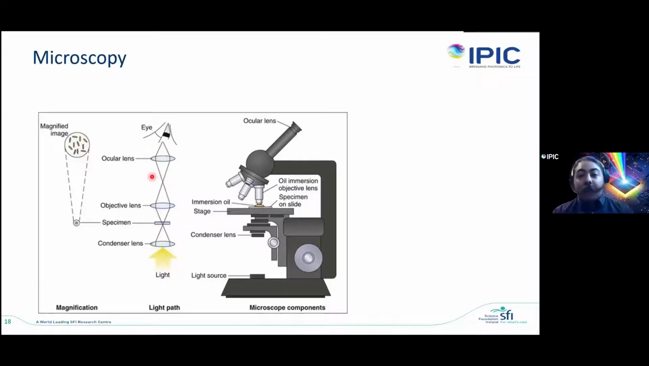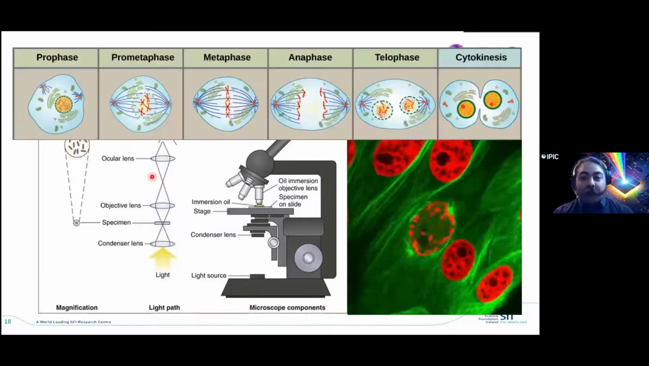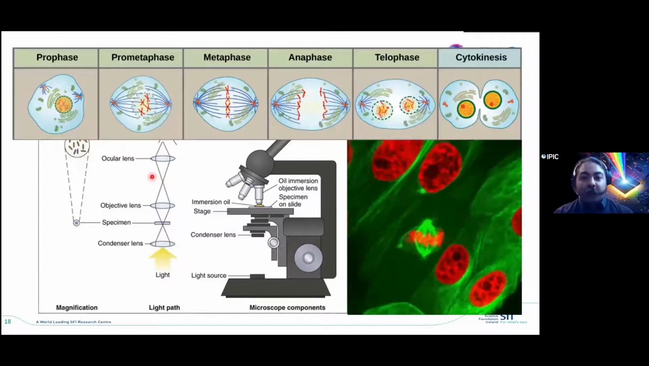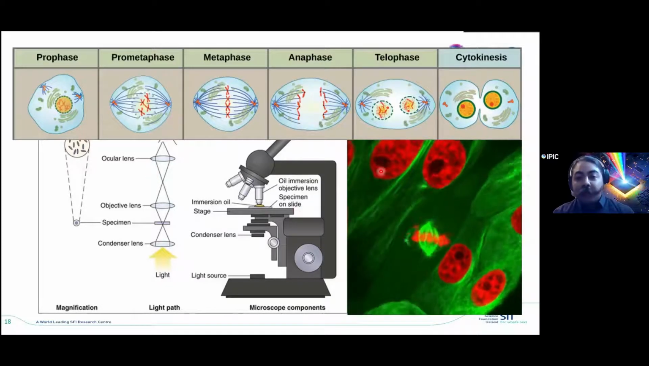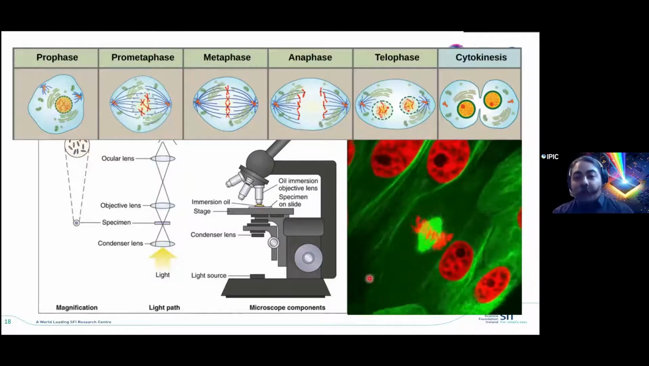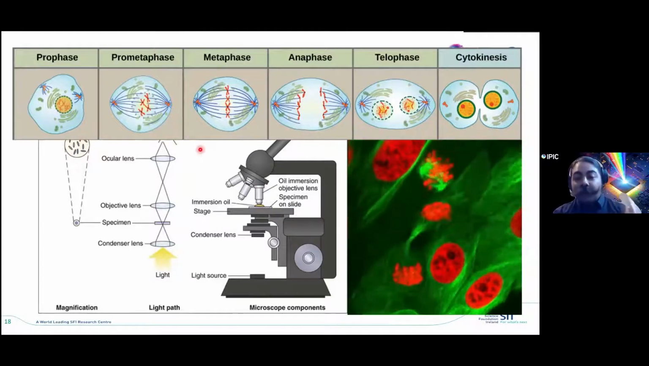But microscopy can be combined with fluorescence to enhance the images you see. In this case, you can observe many types of biological processes, such as cell division. Here I'm showing you a GIF where you can see the steps of cell division.